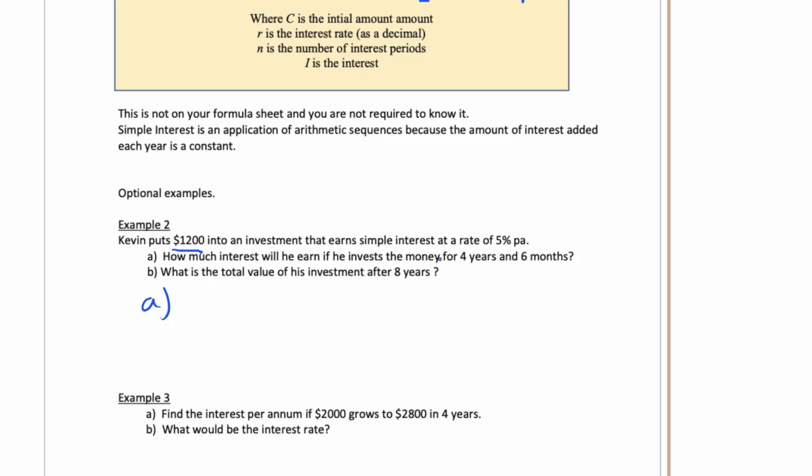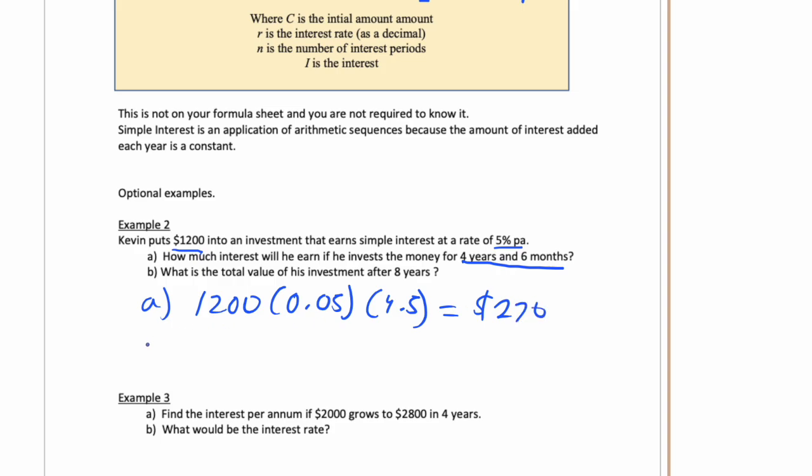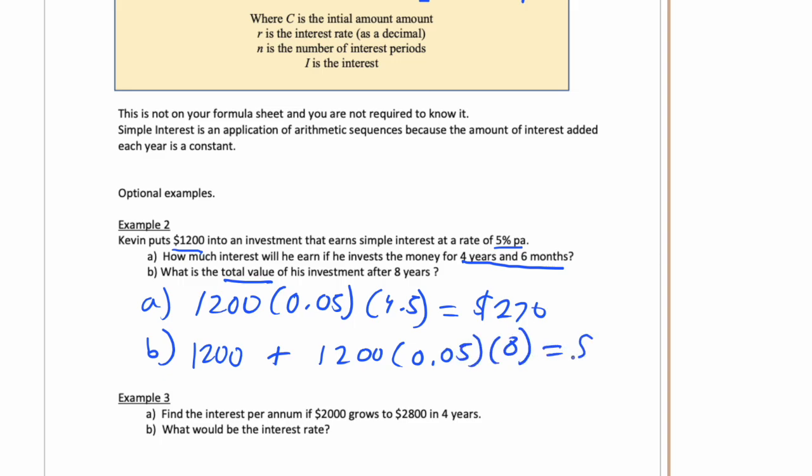1200 invested at simple interest, 5%. How much do they earn if they invest for 4 years, 6 months? Well, that's 1200 times 0.05 times 4.5 years, which is $270. What's the total value of the investment after 8 years? Well, it's a total value, not just the interest. So we have to take the initial amount and add the interest. The interest is 1200 times 0.05 times 8. So the total amount would be $1,680.